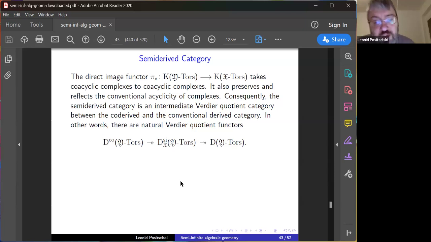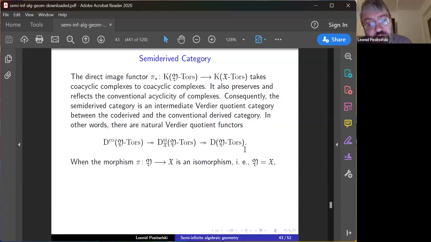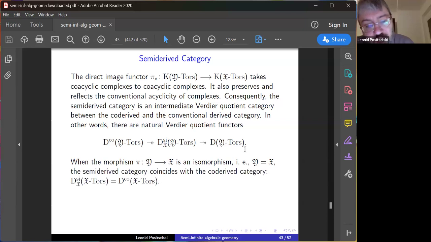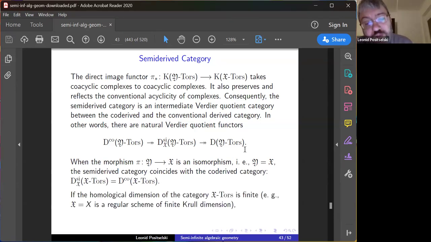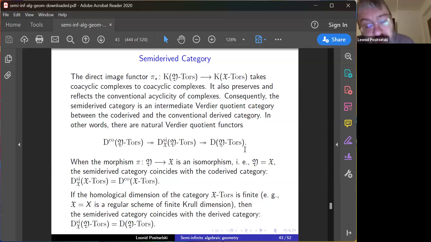In other words, there are natural Verdier quotient functors from the coderived category to the semi-derived category and to the conventional derived category. When the morphism pi from Y to X is an isomorphism, so Y is equal to X, the semi-derived category coincides with the coderived category. If the homological dimension of the category X-tors is finite, for example, if X is a regular, not an ind-scheme, but a regular scheme of finite Krull dimension, then the semi-derived category coincides with the derived category.